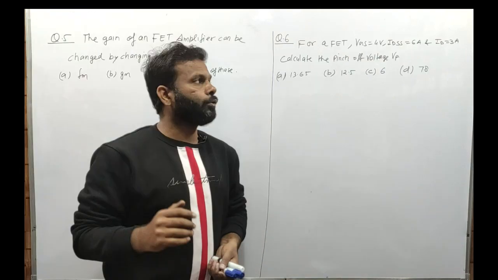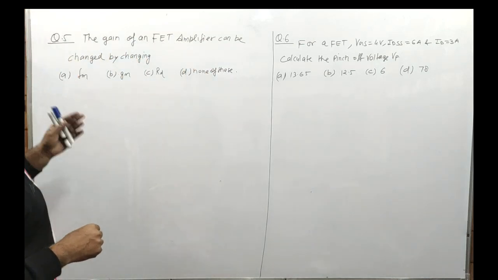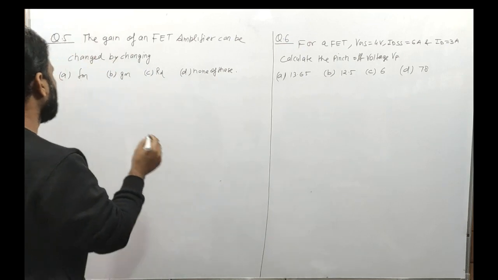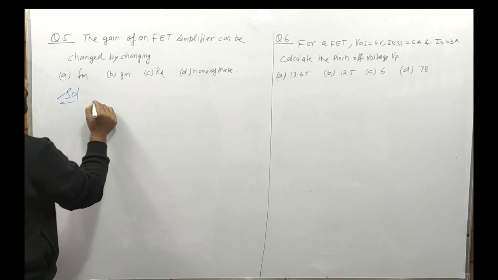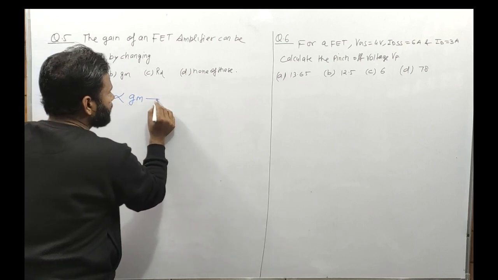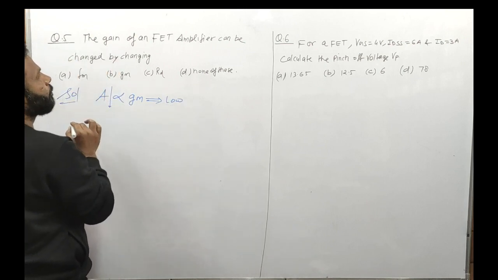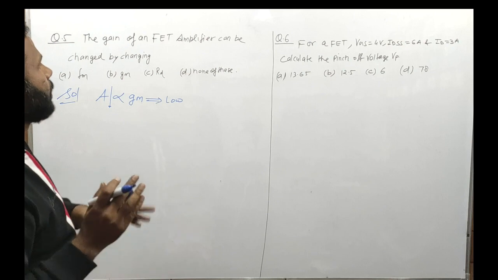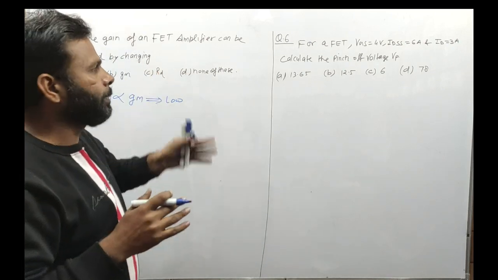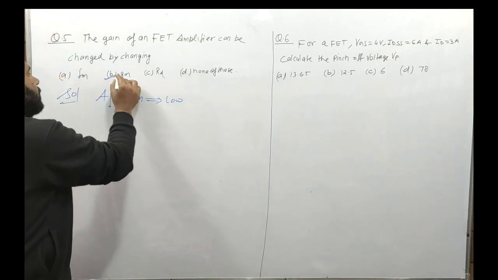नेक्स्ट क्वेश्चन देखते हैं. फिफ्थ और सिक्स्थ क्वेश्चन देखते हैं. The gain of a JFET amplifier can be changed by changing FM, GM, RD, and none of these. So if you remember, the gain of a JFET is directly proportional to GM and GM is low, the conductance is low, that's why the gain of a JFET is low. Clear? So the main reason to affect the JFET amplifier gain is what? The transconductance. So the correct answer is B.